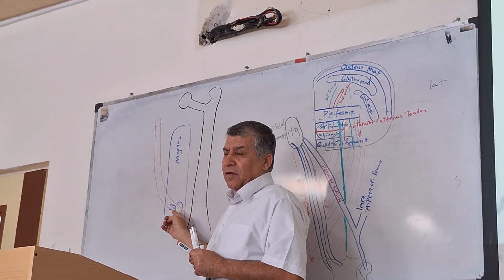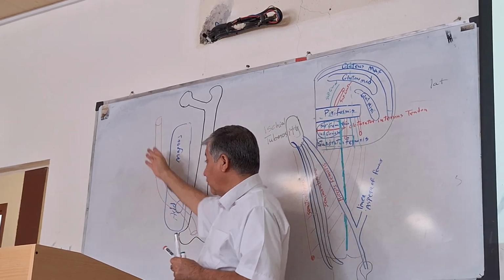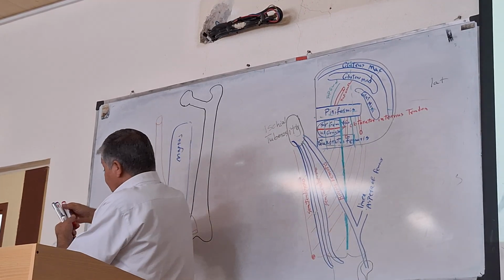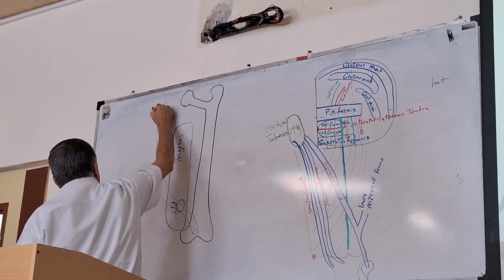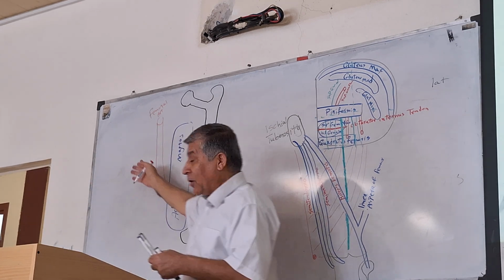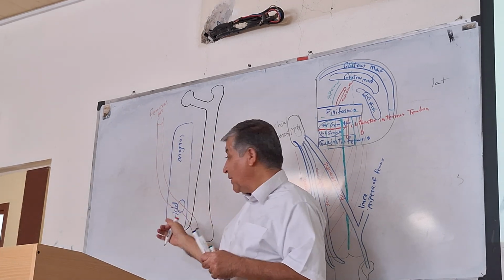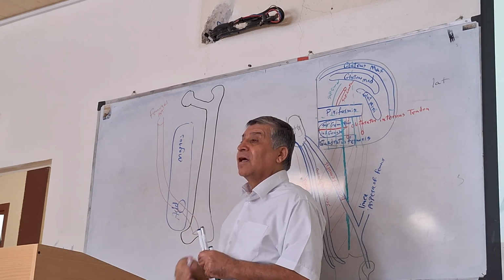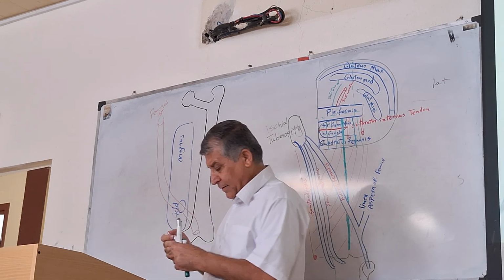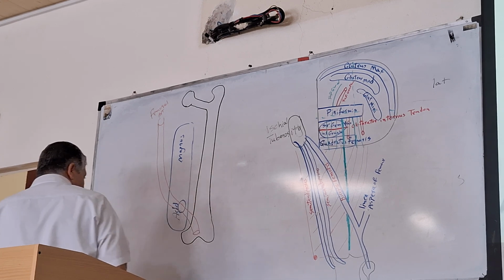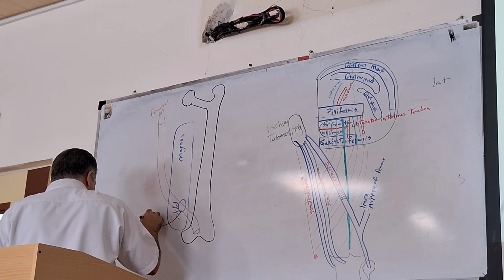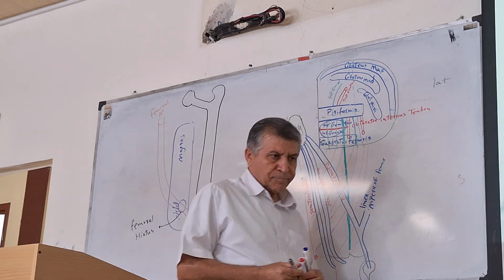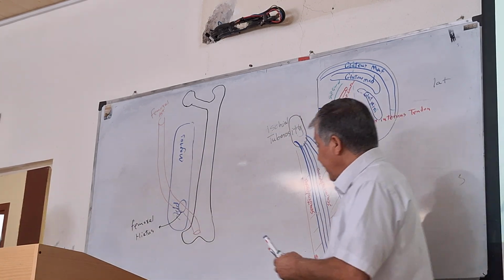Adductor magnus has a foramen for passage of the femoral artery from the anterior compartment to the posterior compartment. This foramen is called the femoral hiatus. Okay?